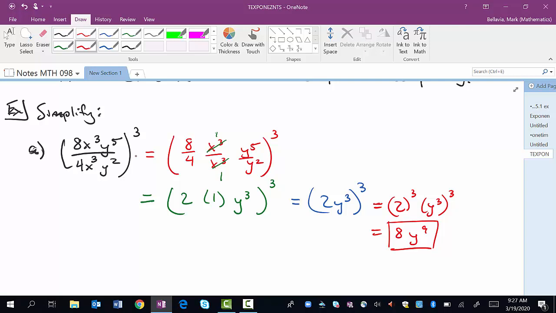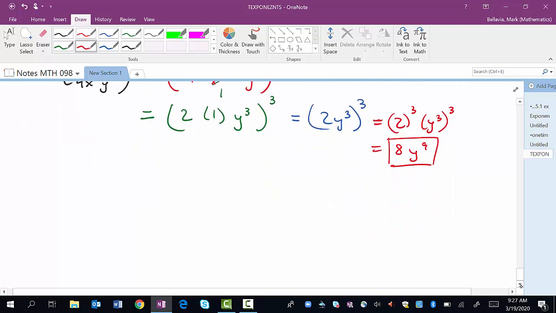If you had brought the 3 through at the very beginning to each factor, you would get there, but the numbers would get quite large as the coefficients in front. And you still simplify down to the same place. It's just making it a little longer to go through it.